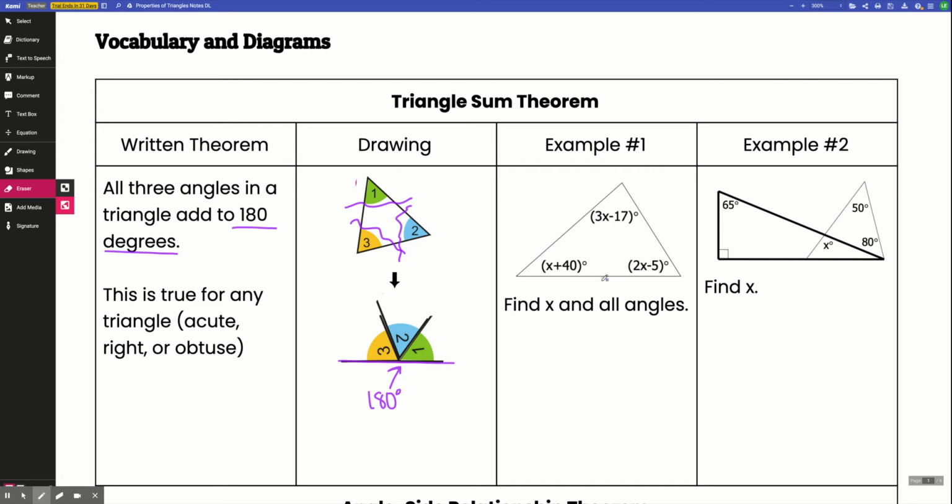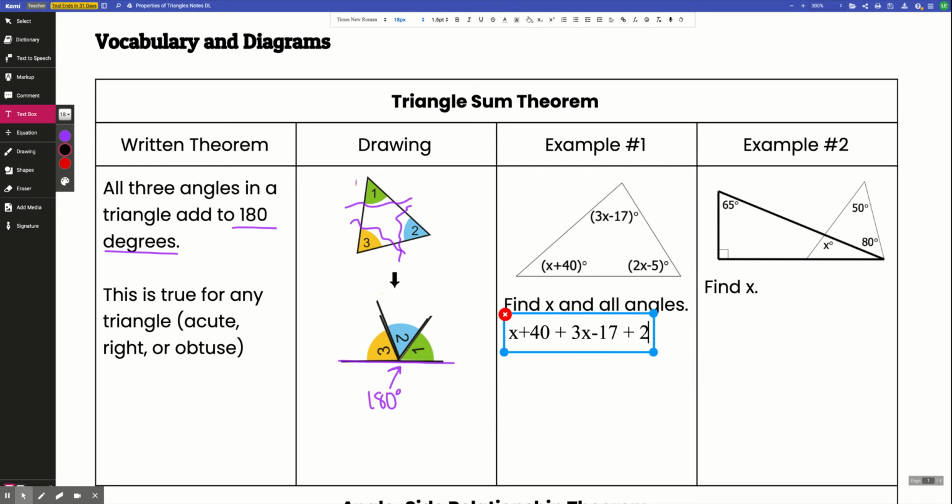So here they want me to find x and all of my angles. So I know that all three of these angles here have to add up to 180 degrees. So I'm going to add all three of my angles. So I have x plus 40 plus 3x minus 17 plus 2x minus 5. Let me make that text a little bit smaller there. I'm going to run out of space. Let's try that. There we go. So all of that together has to equal 180.